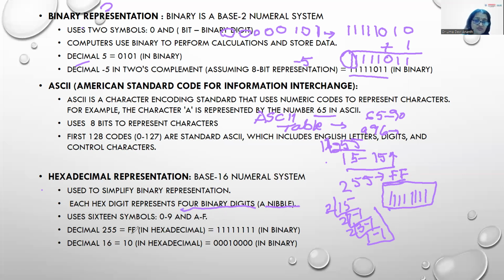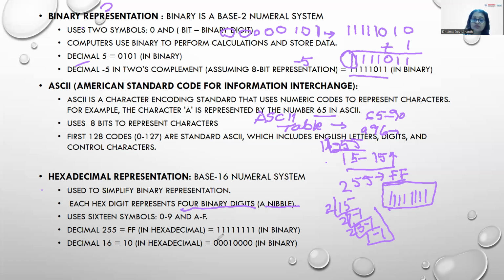So that is how we convert from decimal to hexadecimal, further to binary. When we are converting to binary, you can see each hex digit represents 4 binary digits. So over here, FF means the first F is 1111, the second F is 1111. So it becomes simpler for converting from hex to binary.